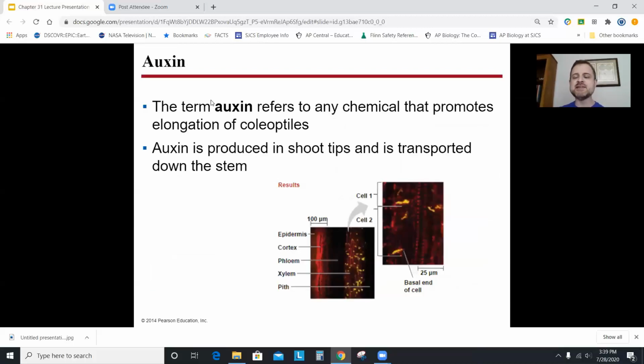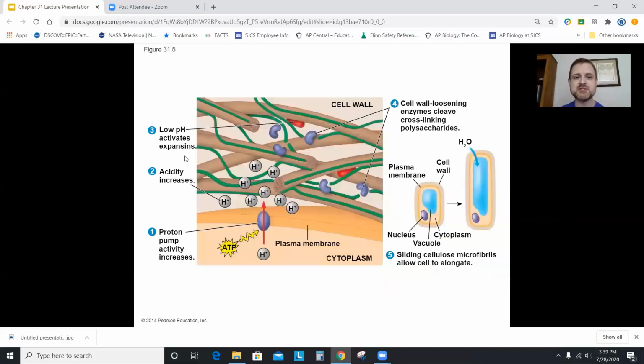So auxin, again, is any chemical that promotes the elongation of coleoptiles. Auxin produced in the shoot tips, like we said a minute ago, is transported down the plant to the stem, causing the plant to bend away from wherever the auxin was produced. This diagram kind of shows what's going on. What auxin does is it causes these cross links in the cell wall to loosen. Like if this side's cell wall is looser than this side, it's going to grow that way. Because when these cross links are not as tight, it's going to expand when the cell grows.